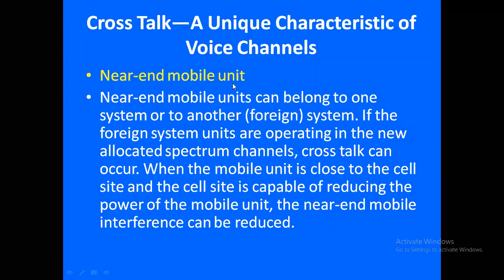Next one is near end mobile unit in crosstalk. Near end mobile units can belong to one system or to another foreign system. If the foreign system units are operating in the new allocated spectrum channel, crosstalk can occur. When the mobile unit is close to the cell site and the cell site is capable of reducing the power of the mobile unit, the near end mobile unit interference can be reduced.